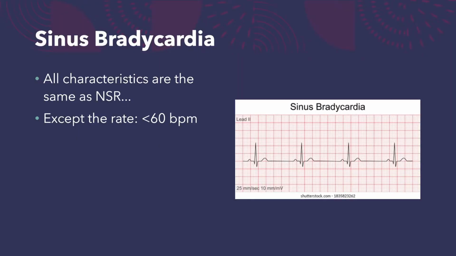Sinus bradycardia. Everything looks the same in the sense that there are normal configurations of a P wave, a QRS, and a T wave. There's no dropped beats. There's no missing P waves. There's no variance in RR interval. But if we count, 1, 2, 3, 4 times 10 is 40. 40 beats per minute is below 60, so it's no longer normal. It's still a sinus rhythm, but it's bradycardic. So we would say that this patient has sinus bradycardia. Sinus meaning there's still P waves, it's still paced by the SA node, but it is paced very slowly.